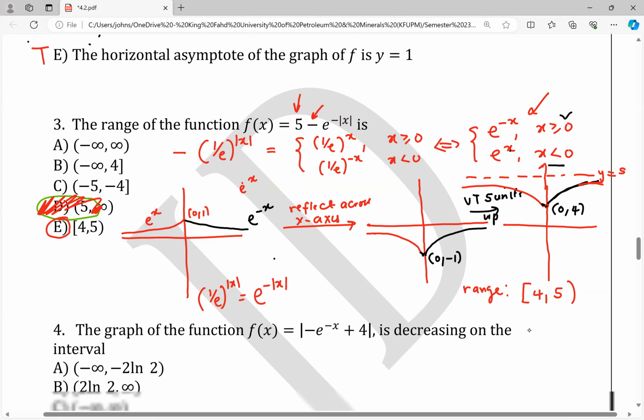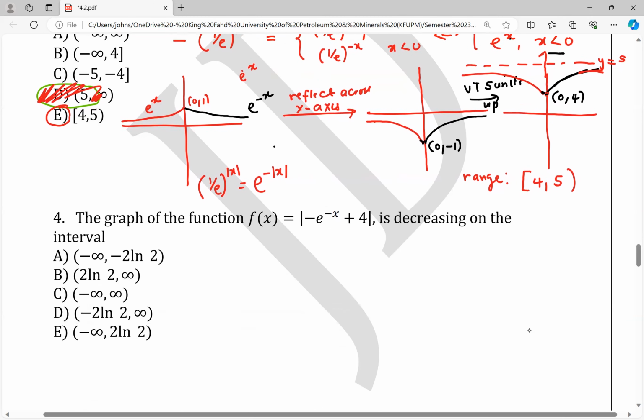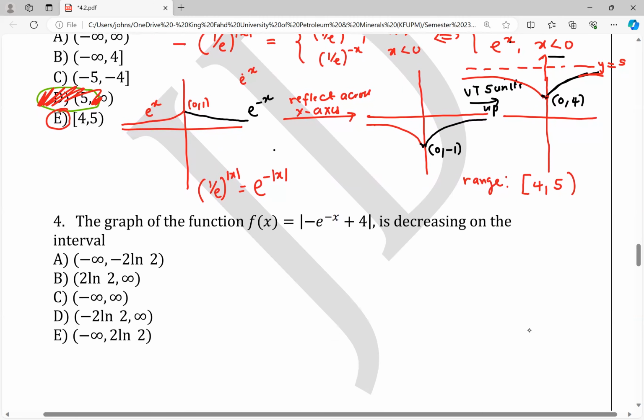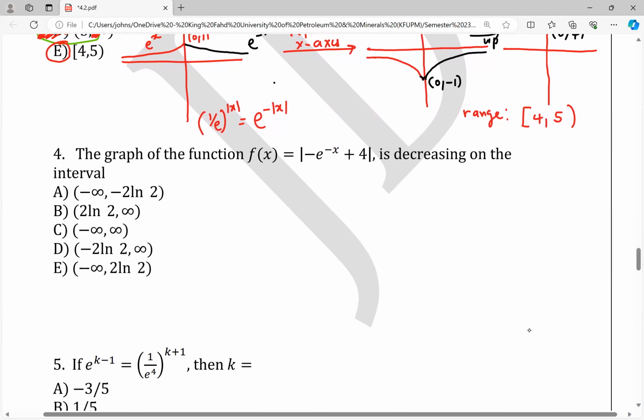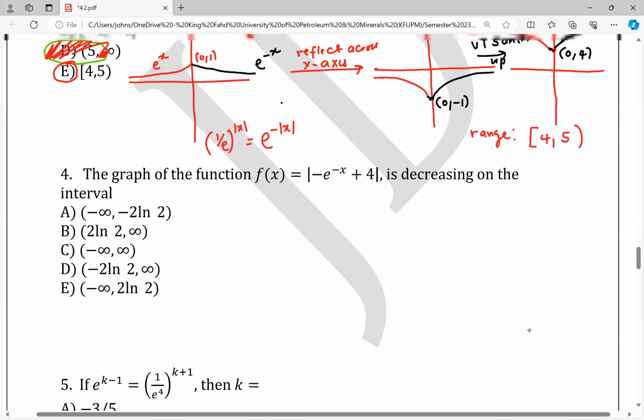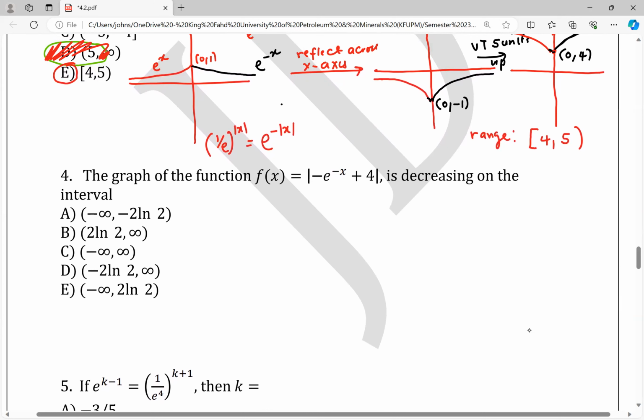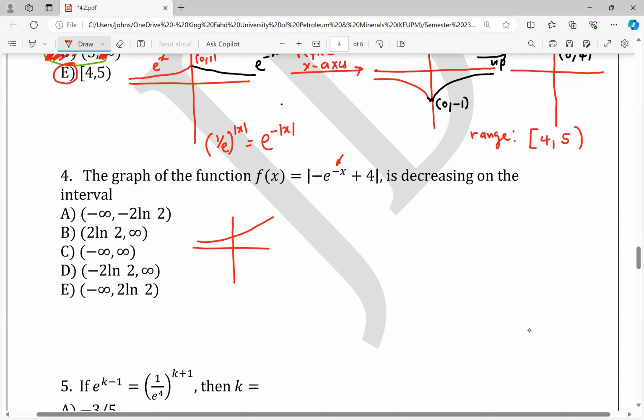All right. So let's move to the next one. Here we have that the graph of the function, this, is decreasing on, here we are looking for where it is decreasing, so we'll have to sketch. So let's start with the inner graph. So this is minus e to the power minus x. So what does that mean? It means if you have the graph of e^x, which is this, you reflect across x and reflect across y. So we're starting with the graph of e^x.